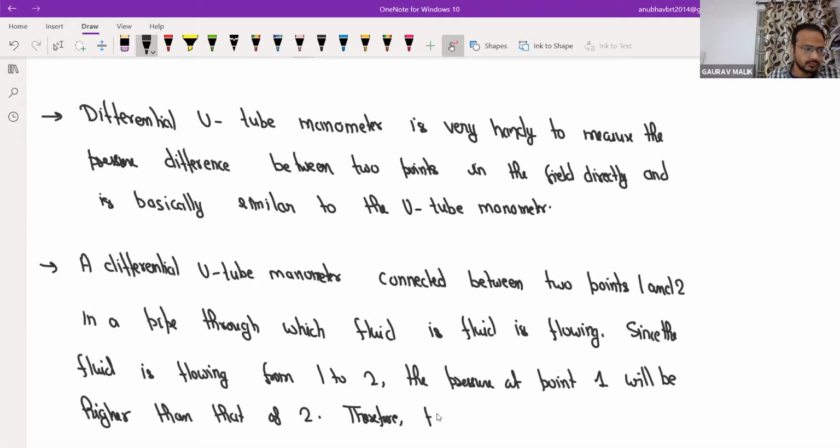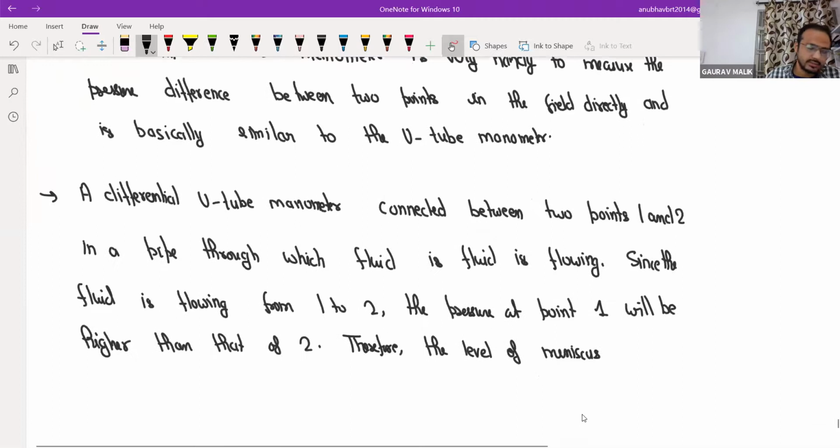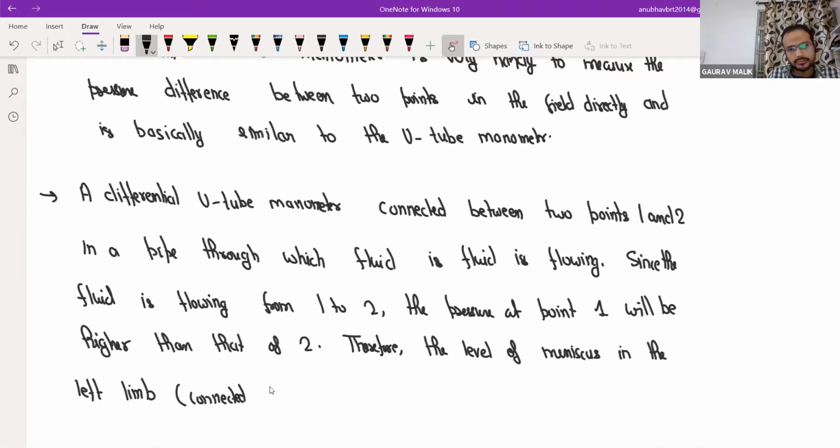Therefore, the level of meniscus in the left limb connected to point 1 will fall down, and that in the right limb will go up.